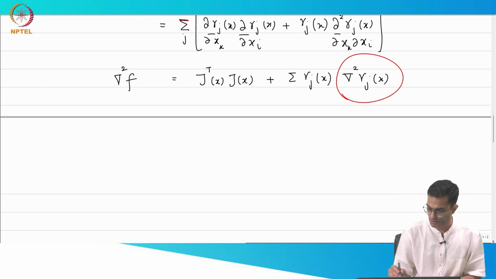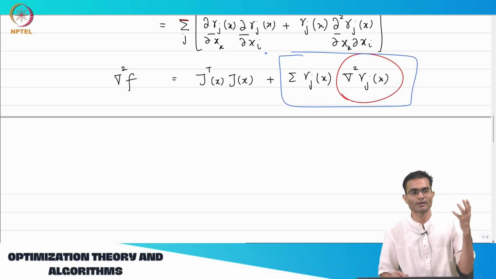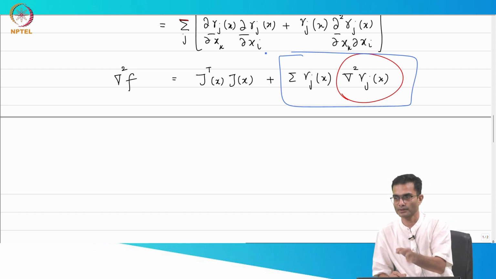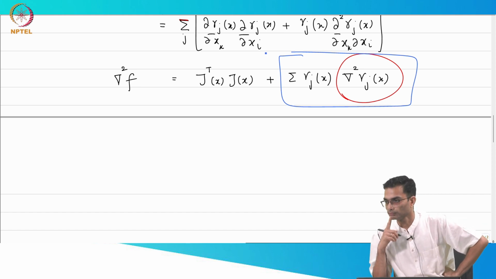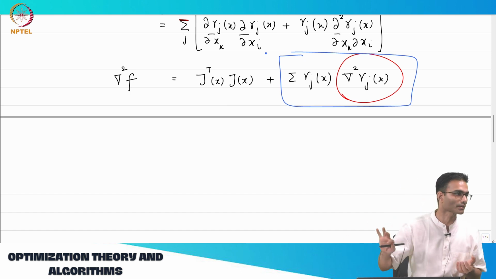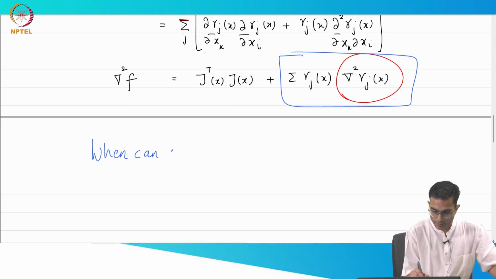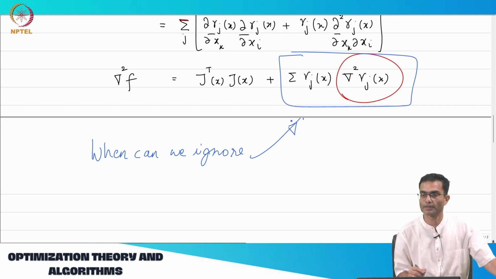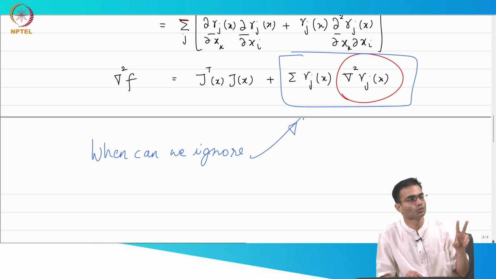So if you look at the second expression over here, the Hessian has two terms. One is product of Jacobians. The second is a Hessian over here multiplied by this. If I wanted to ignore the blue term, okay, this is engineering, so we are trying to see under what situations can the second term be ignored. So when can we ignore this blue term?